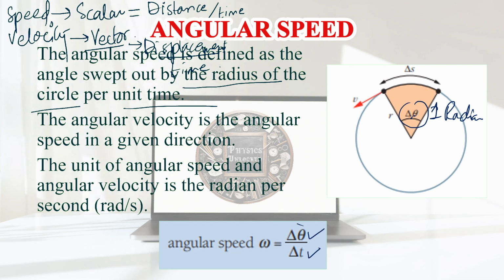It means the angle swept out, in radians or in degrees. Usually it is measured in radians, because its unit is radian per second. So the angle swept out in radians per unit time is known as the angular speed. And if we add a direction, like it is shown in the figure, then it will be known as angular velocity. So the unit of angular speed, or angular velocity, is radian per second.